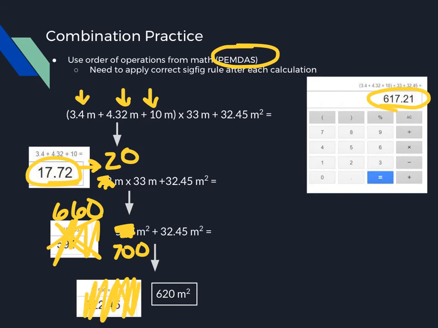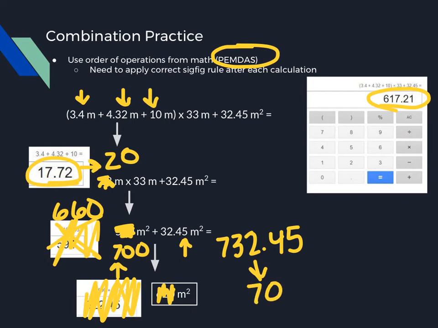We'll cross that out because that's wrong. That's going to be wrong too. So we get 732.45 if you were to plug it into your calculator. Well, with our adding rule, we have to keep to the least precise. So our 700, its last sig fig is in the hundreds place. And our last sig fig in the 32.45 is in the hundredths place. Which one is the least precise? Well, it was the 700, going to the hundreds place. So if I round my answer to the hundreds place, I actually just end up with 700 meters squared.